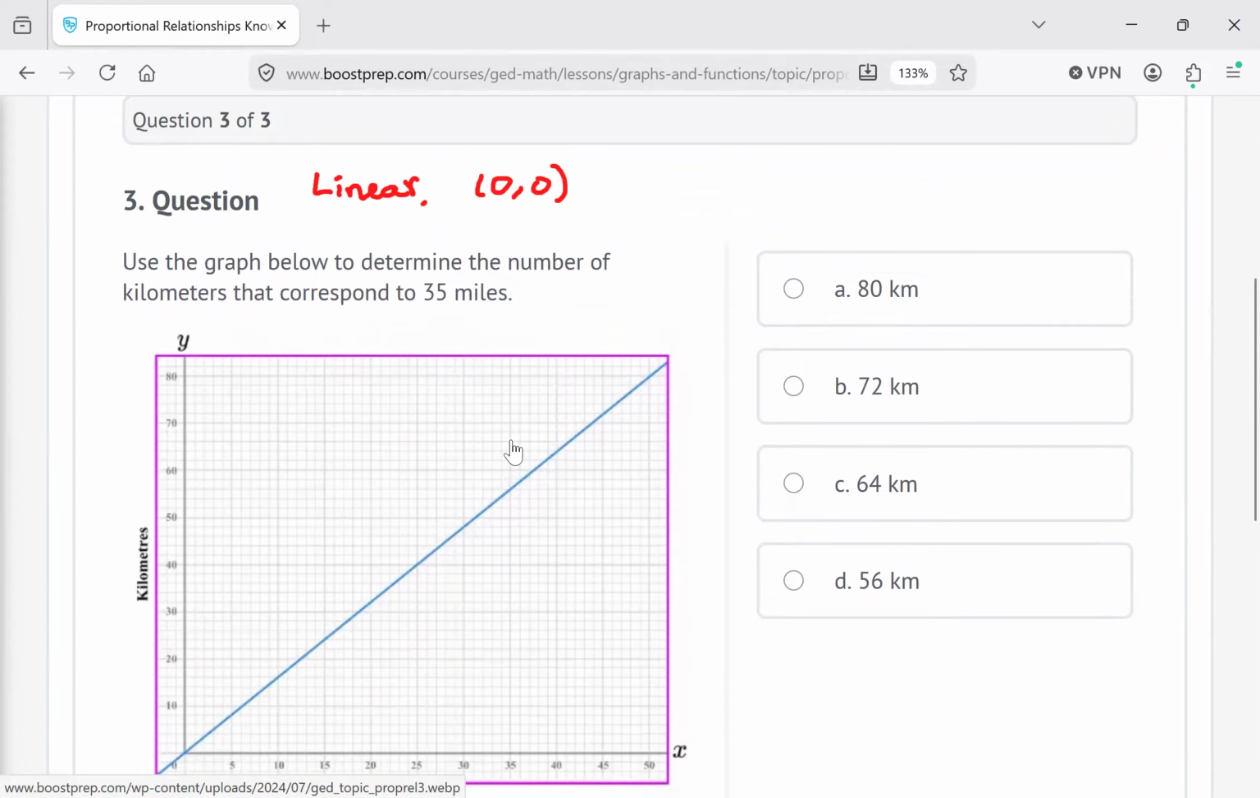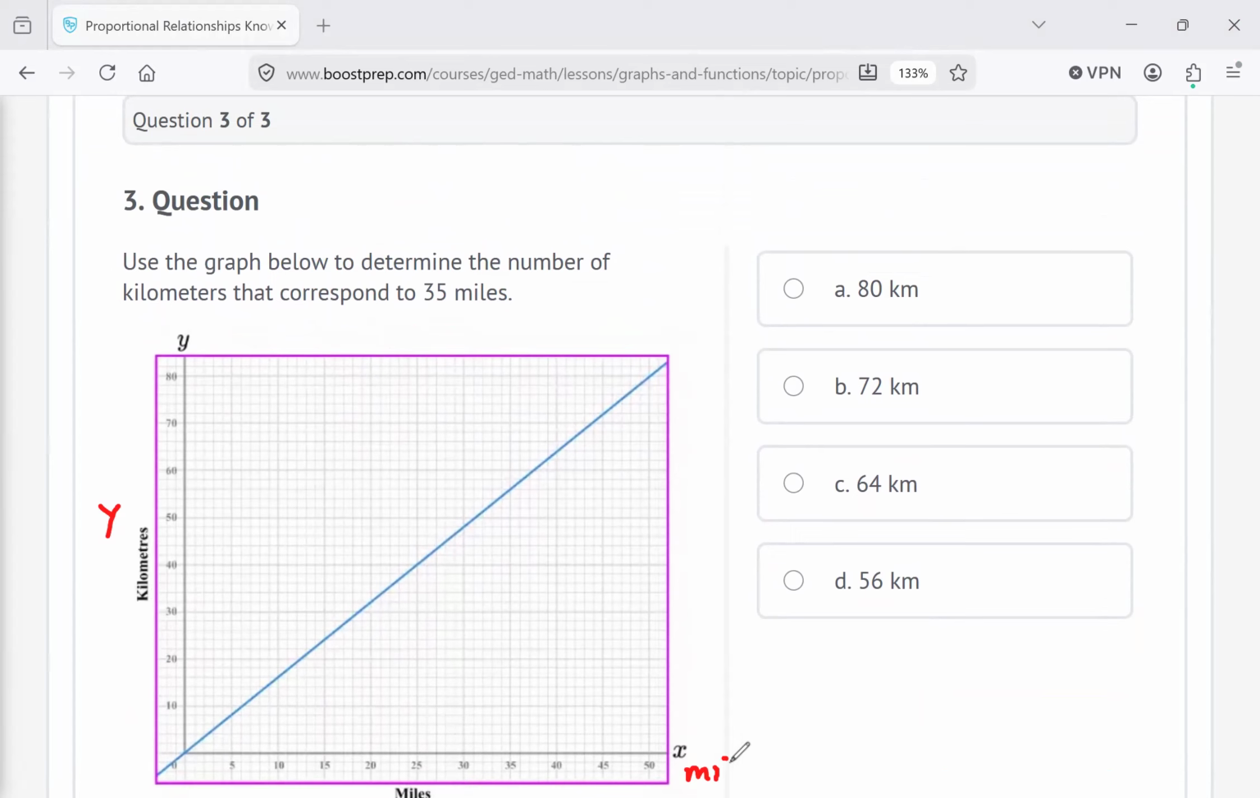Question three. Use the graph below to determine the number of kilometers that corresponds to 35 miles. I think I could just get away with looking at the graph. They want to know the kilometers, so the kilometers are on the y-axis and the x-axis is miles, right? So at 35 miles, what is the y value? Just look at the graph very carefully. Here is the x value 35. It's the y value that we care about.